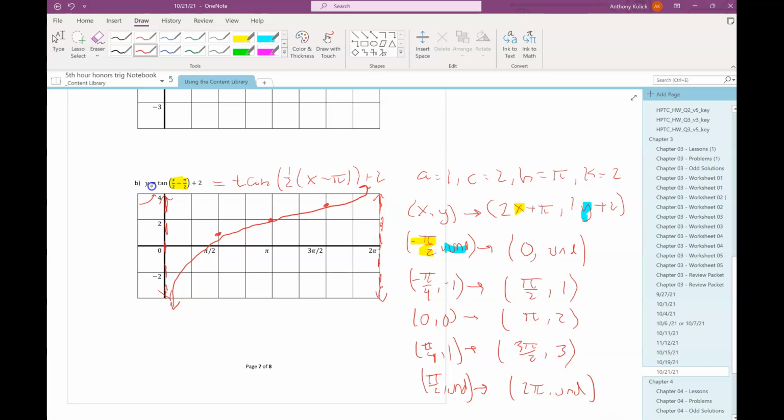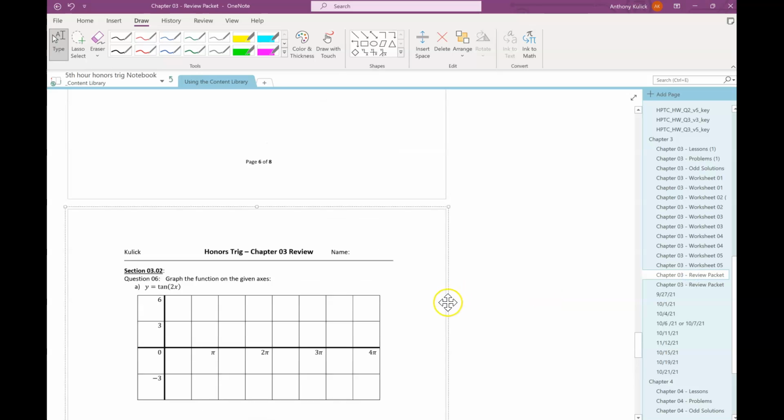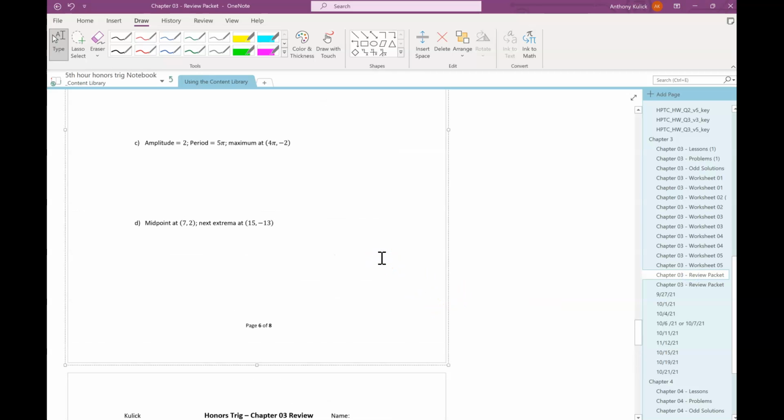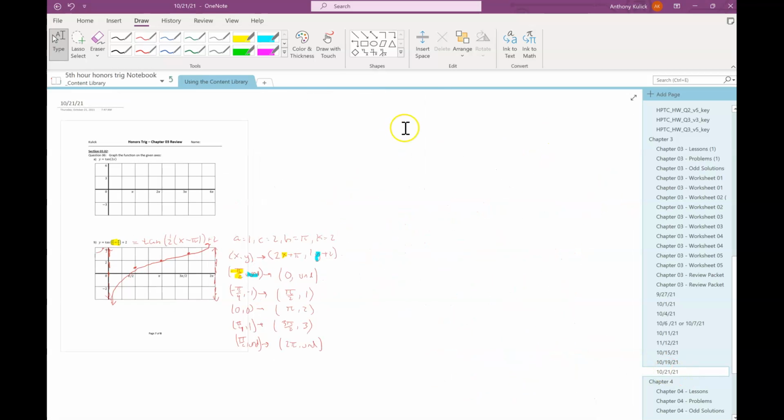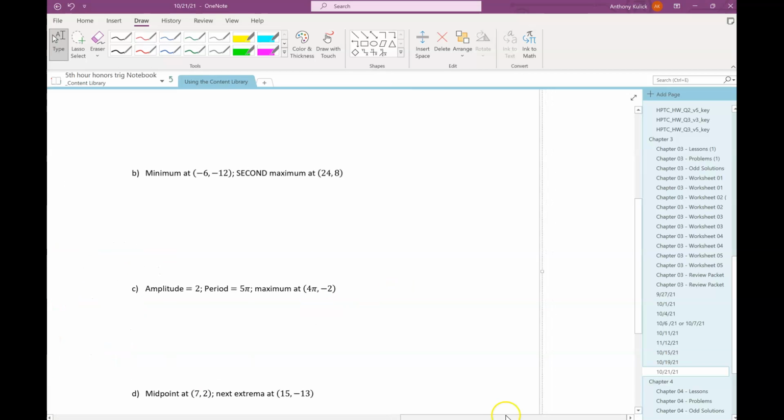Does that feel okay, Evan? Yeah. Joe? If you do, let's see, B on H6. So it says we have a minimum at 6, negative 12, and the second maximum at 24, 8.